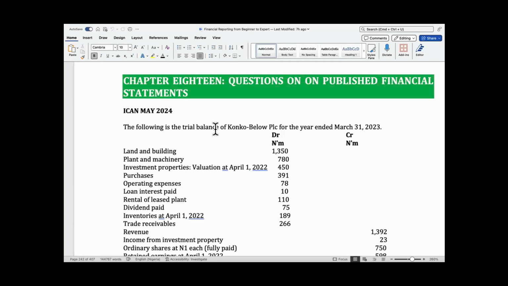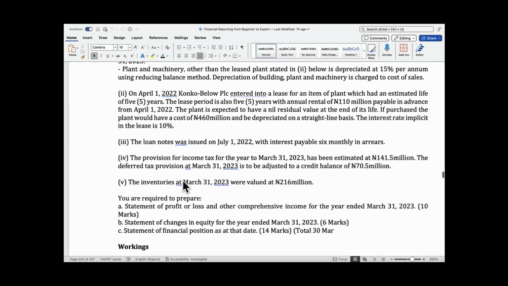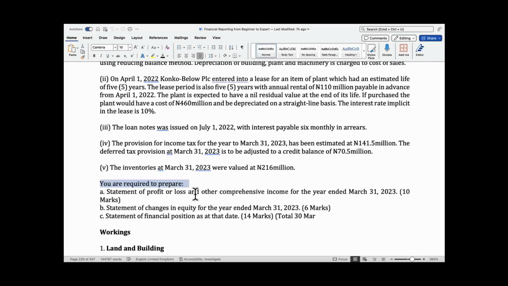I think continue with that. So this was last diet question. And that question required you to prepare a statement of profit or loss and other comprehensive income for the year ended March 31st, 2023 for 10 marks. It also requested a statement of changes in equity for the year ended March 31st, 2023 for 6 marks. It also requested a statement of financial position as at that date as well.